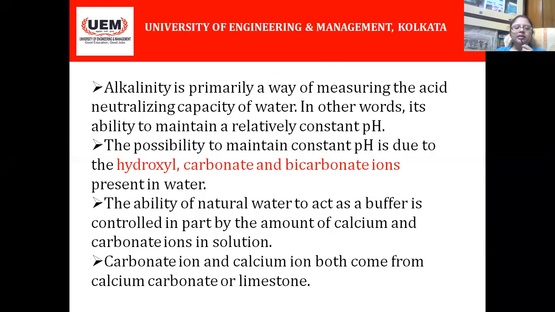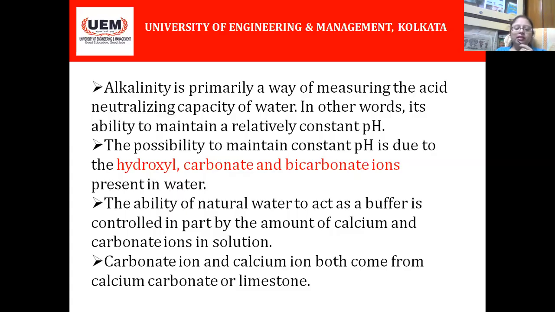So what is alkalinity? From the term you can understand, alkalinity is primarily a way of measuring the acid neutralization capacity of a given water sample. In other words, its ability to maintain a relatively constant pH.